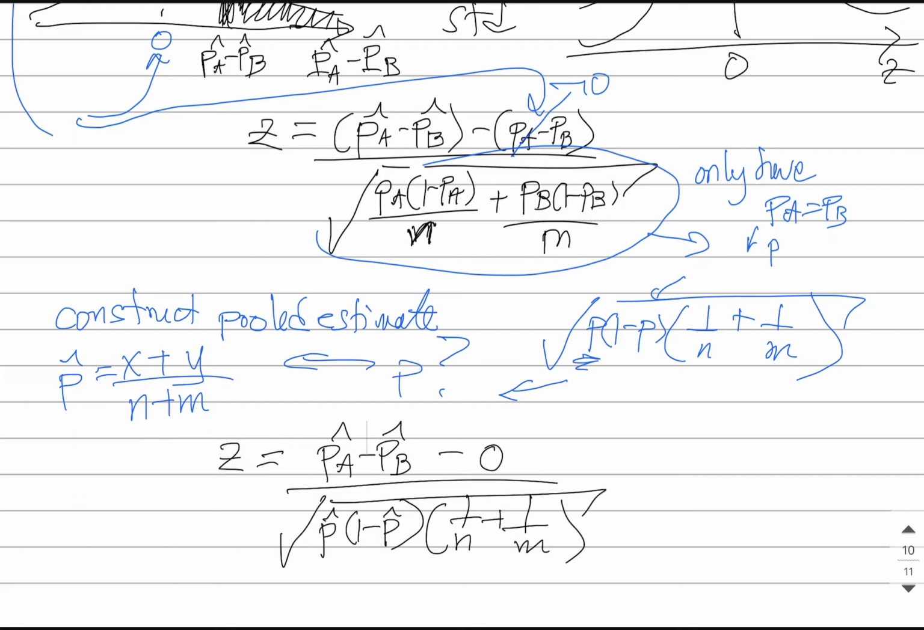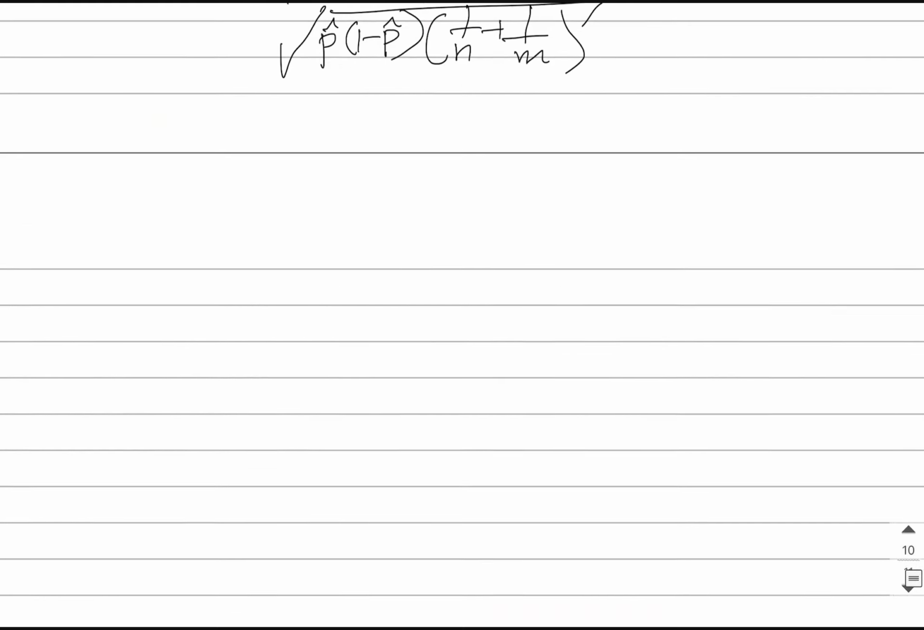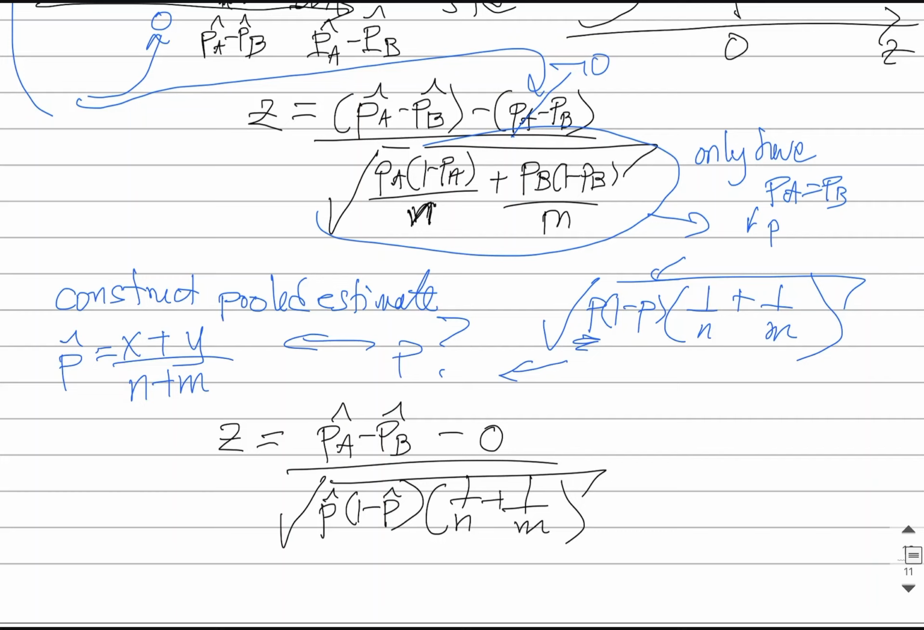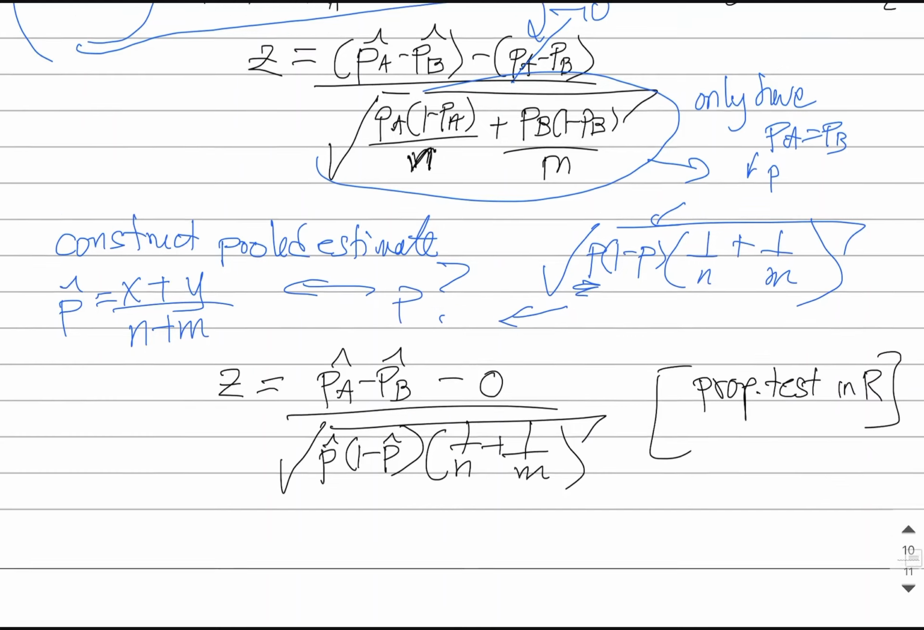So there are a lot of formulas, and yes, you can have your textbook, but all of this stuff will be available and built into R. So once again, this is automatically done in prop.test in R. So it makes life very, very easy. Now, I have posted a sample file of R code that will allow us to compute these things as needed.